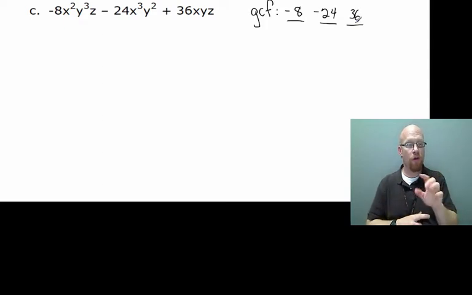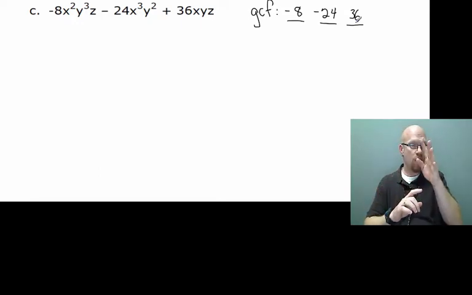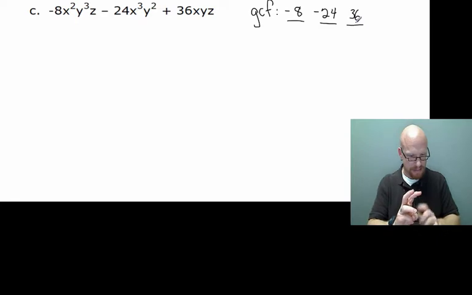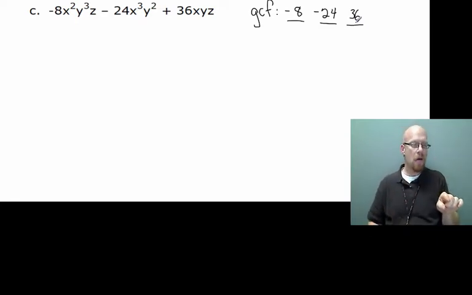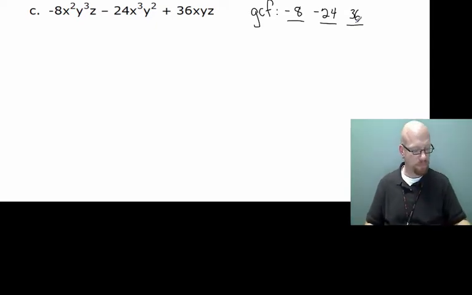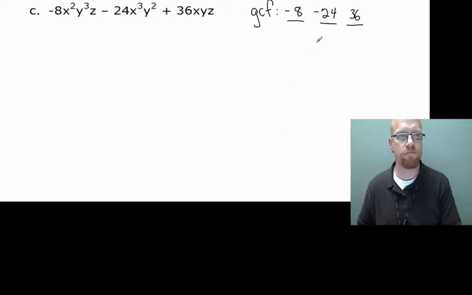2 would work for all my coefficients. Is it the largest? There might be something bigger. I can try 4. 4 divides 8 evenly. 4 divides 24 and becomes 6. That's good. And then 4 dividing 36 becomes 9. Okay, so 4 does work. We'll choose 4.